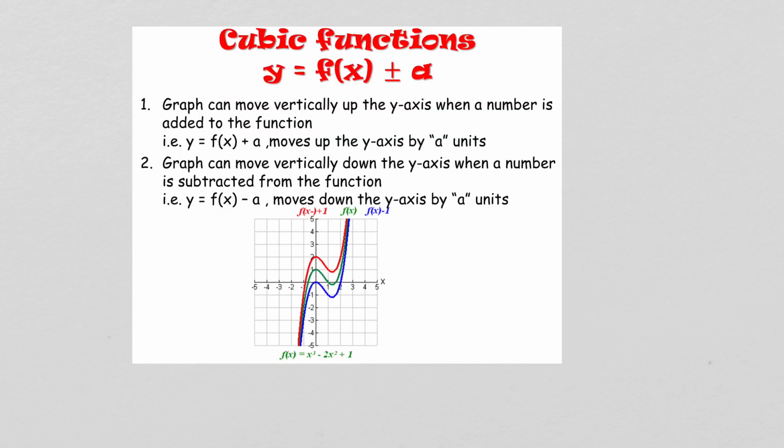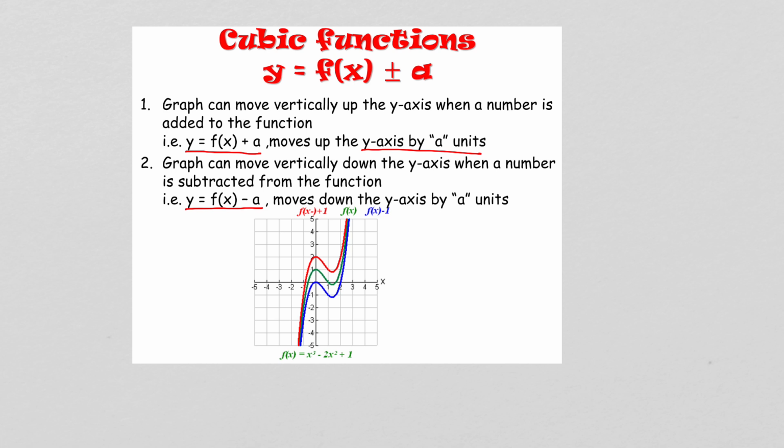So in the first case, if we add or subtract a number to our function, then the graph will move vertically up or down the y-axis by that amount we have added to it. So in other words, if we have f of x plus a, then the graph moves up the y-axis by a units. If we subtract a number from the function, then the graph moves down the y-axis by a units.